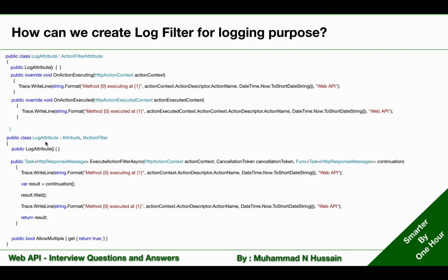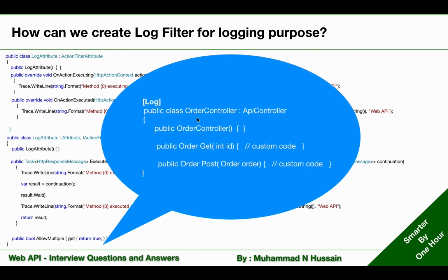Now we have created that log attribute or log filter for logging purposes. Now we can use that log filter in a controller at controller level or at action level to achieve this goal. So here is the order controller, and I'm using that attribute at controller level like this one. If you want to use this filter or any filter at action level for any reason, you can just write it like that on top of the action. I hope you got the answer.